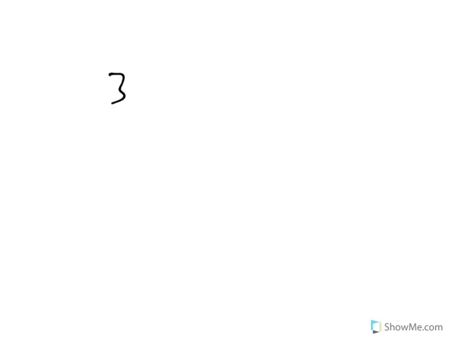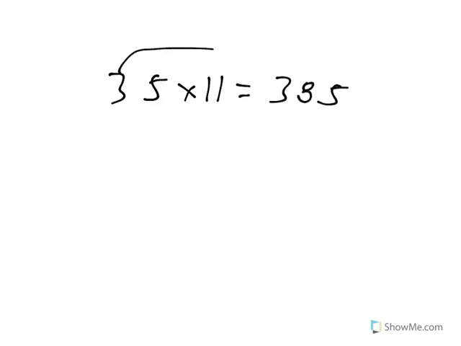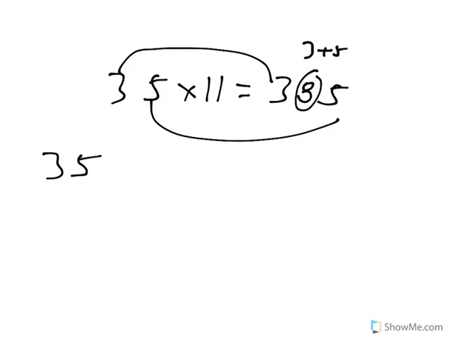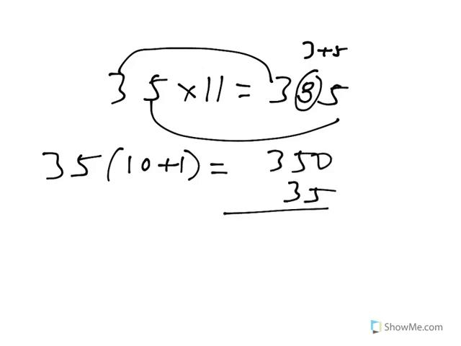Like if I have a number like 35 times 11, the answer becomes 385. Notice the 3 and the 5 are kind of like split, and the sum of 3 plus 5 is inside there. That's just because 35 times 11 is the same thing as 35 times 10 plus 1. So it's 350 plus 35. We get the last digit, we get the first digit, and we get the sum of the two digits.